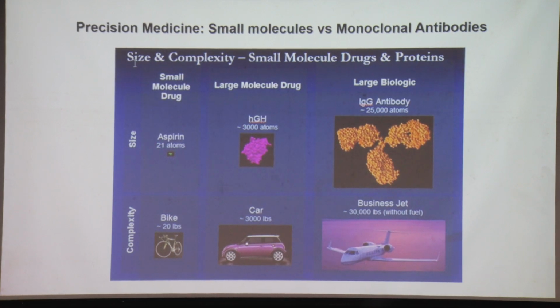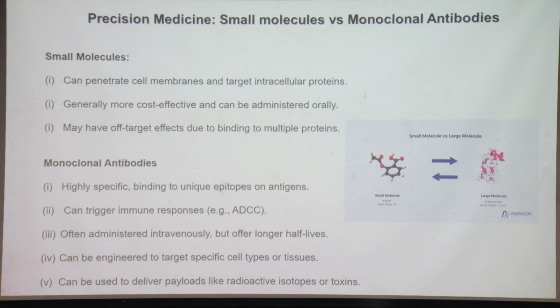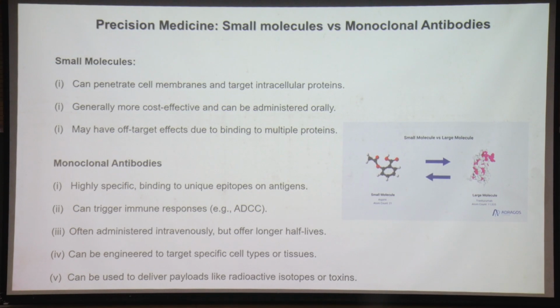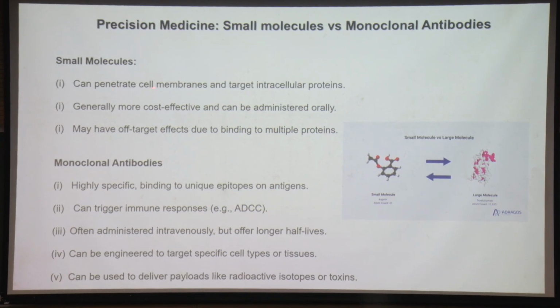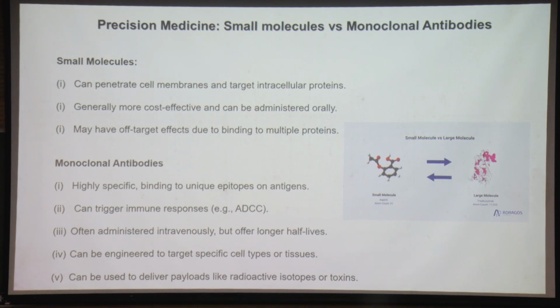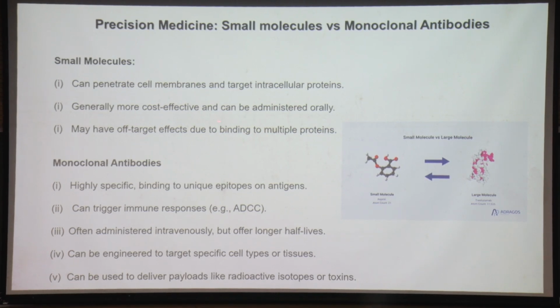These are called biologics because these are biological molecules, right? So they are called biologics. So what are the advantages of small molecules? Like aspirin, they can go inside the cell very easily. So they penetrate the cell membranes and target intracellular proteins. Most of the targets are intracellular, but you can have extracellular also. Generally more cost effective, can be administered orally like we take the medicine. May have off-target effects due to binding to multiple proteins. This is the side effect.